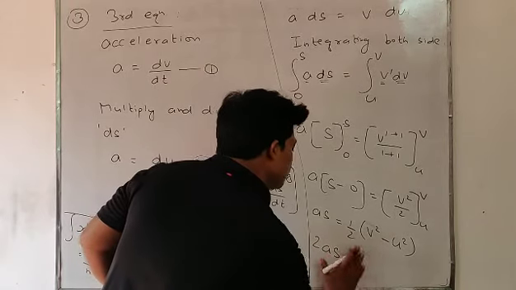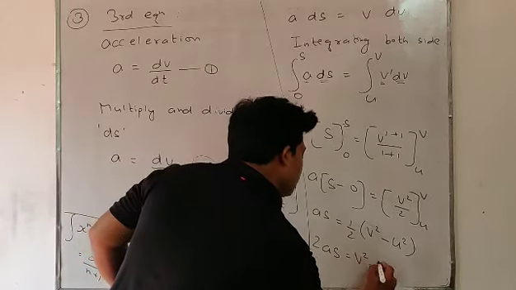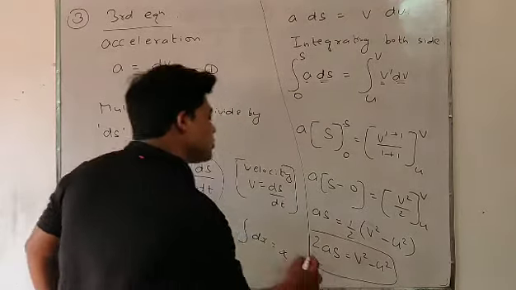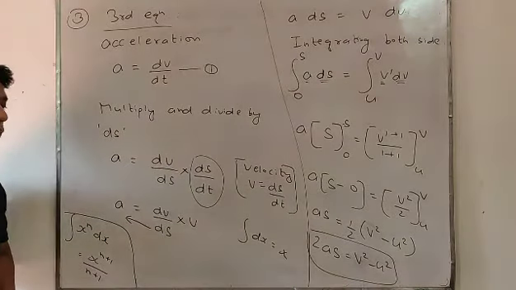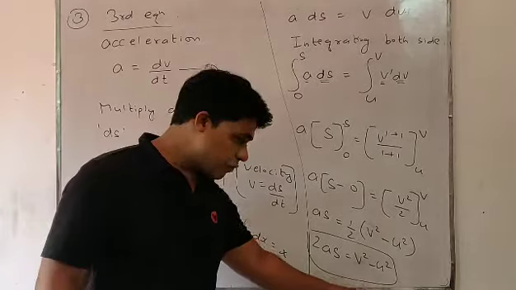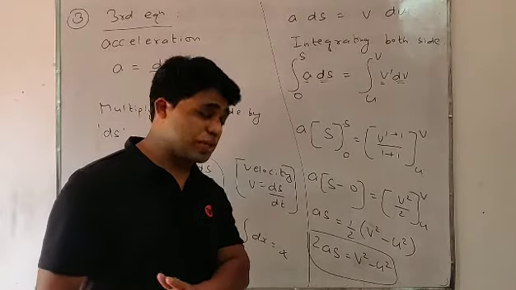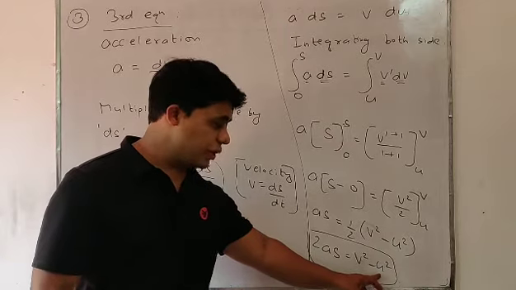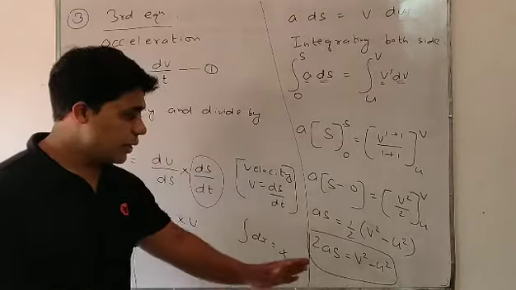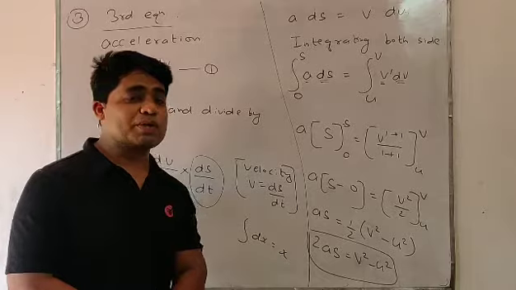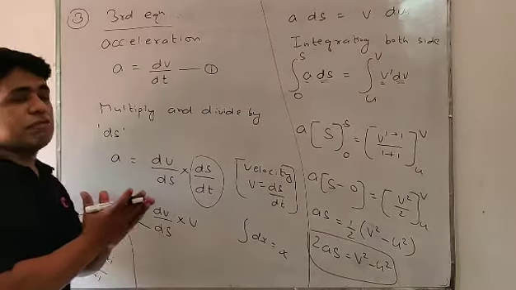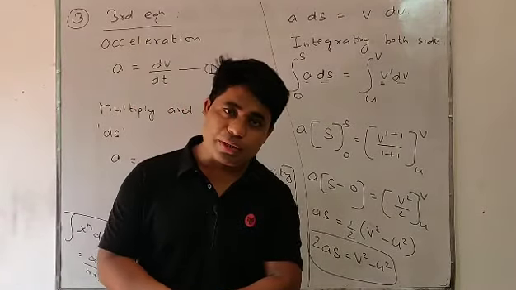Now cross multiply: 2as equals v square minus u square. This is said to be the third equation of motion. We can transfer u square to that side, so it becomes v square equals u square plus 2as. U is initial velocity, v is final velocity, a is acceleration, and s is displacement. So we found all three equations by the integration method. Okay, students.